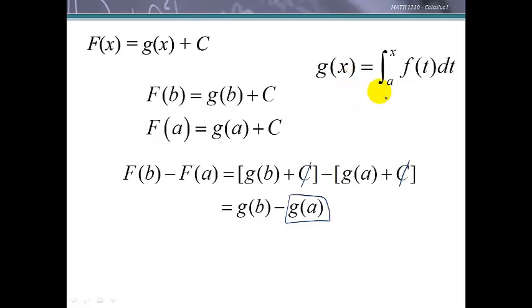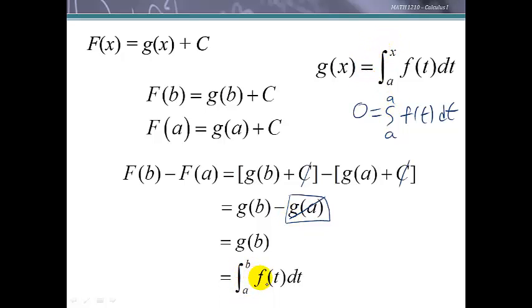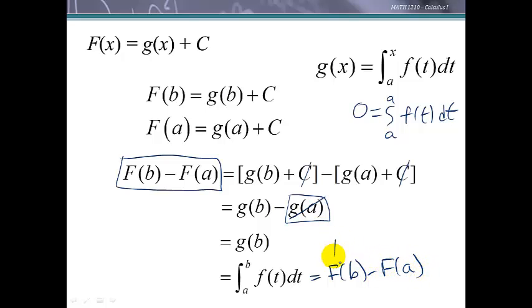But wait a minute, what is g of a? If we look up here, g of a would be the integral from a to a of f of t dt, so we know that that's 0. So that's gone, and we would have g of b. So what is g of b? If we look up here, it is going to be the integral from a to b of f of t dt. So we started with this, and we ended up with this. So this will equal F of b minus F of a, where this capital F function is any antiderivative of little f.